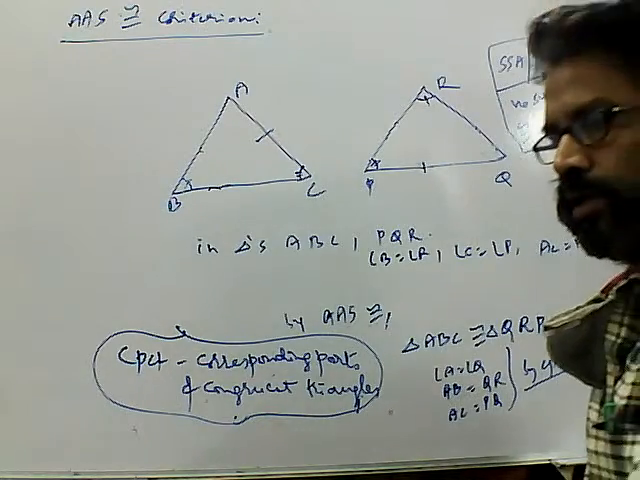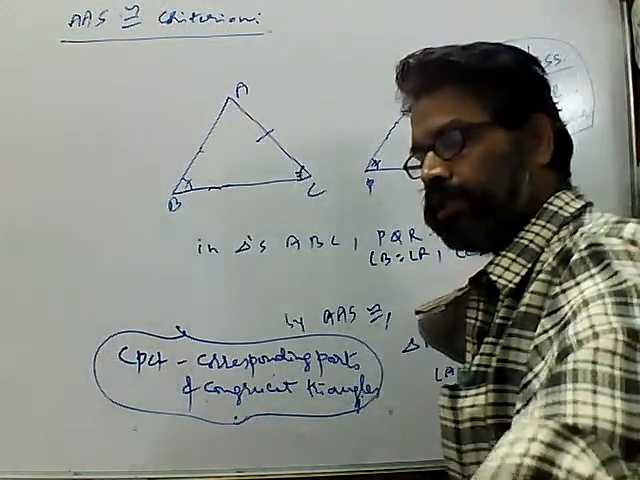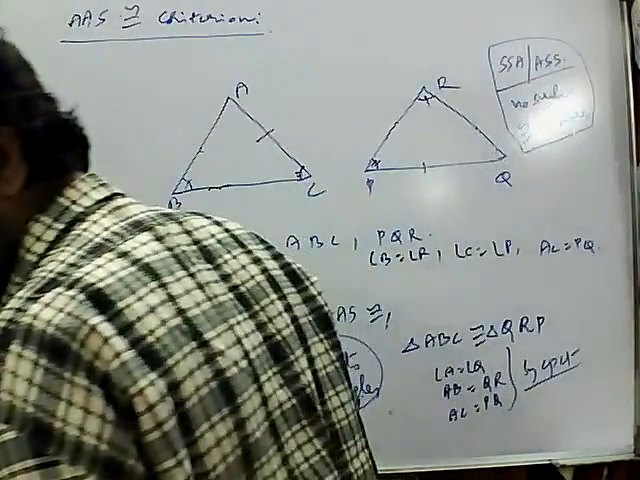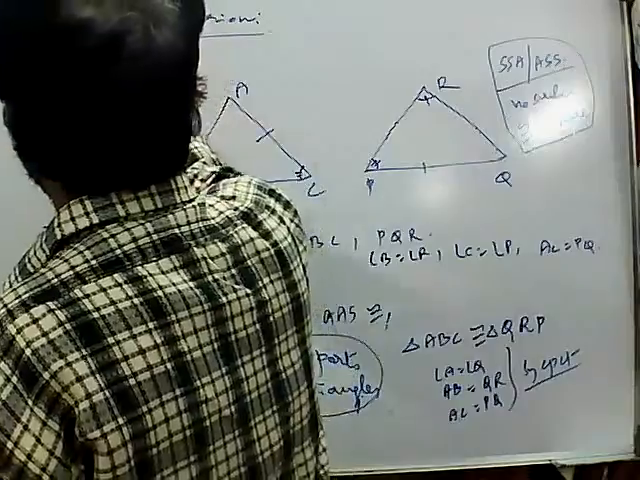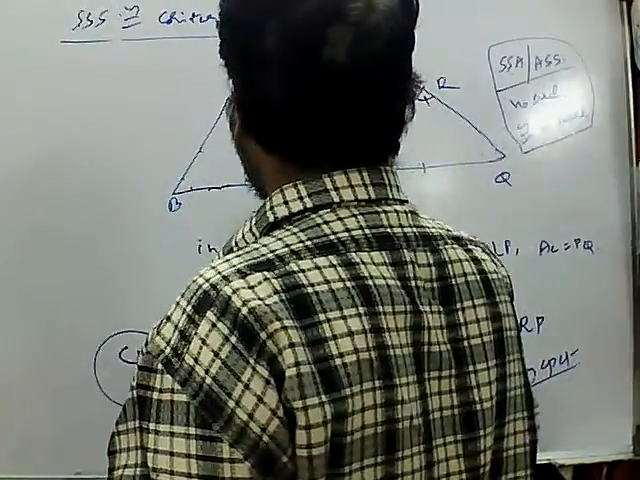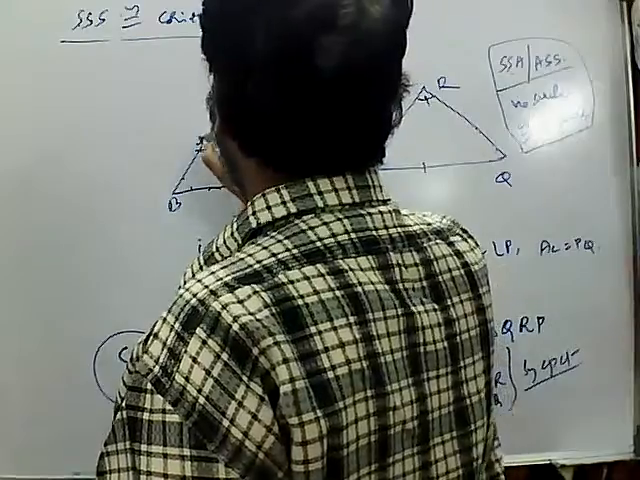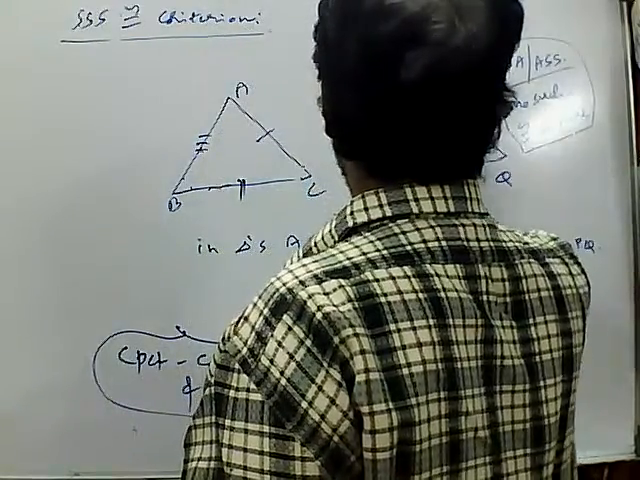Okay? Understand the congruency: either in cyclic order, two angles followed by a side. Right? SSA and ASA will not be there. Next, SSS criteria. Three sides of one triangle are equal to three sides of the other. So automatically, angles won't be here. So remove it here and here.